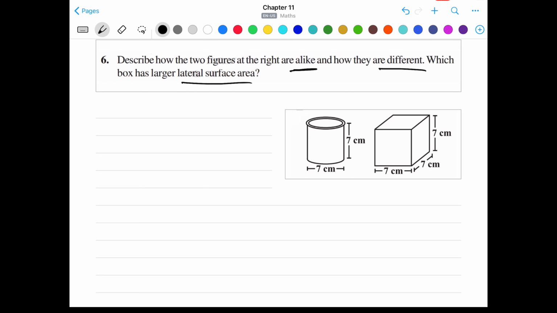So they are alike in the sense that the height of both figures is the same, but they are different because the first one is a cylinder, second one is a cube. Okay, so let's write answer number 6. These figures are alike because the height of both figures is the same.